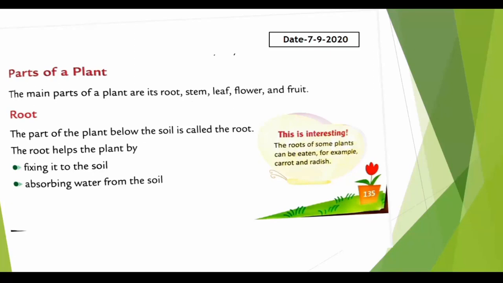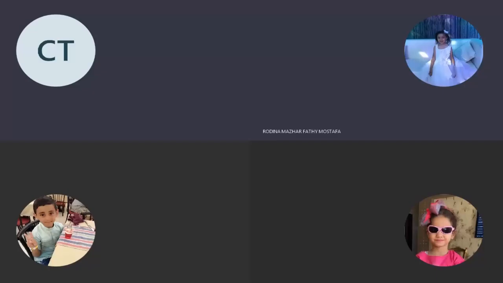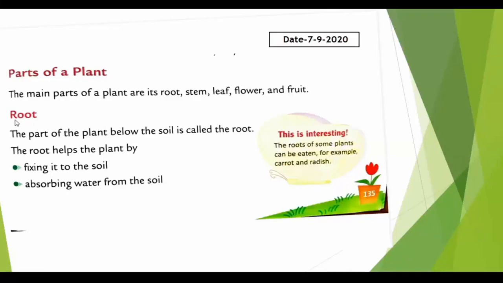I'll come to Rodina. Is that Rodina? Yes, teacher. Hello, dear. Okay, come to the screen. The next line you have to read. What is this? Say the spelling. R. Root. Yes, say the spelling of the root. R, double O, T. Root. Say root. R double O T. Root.